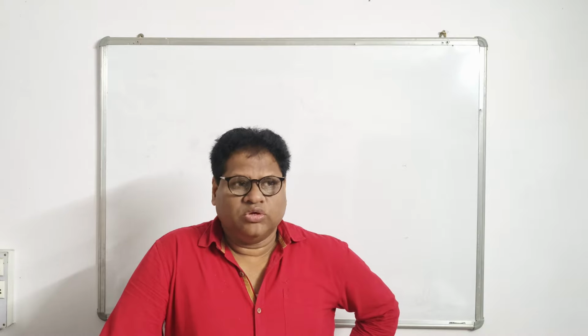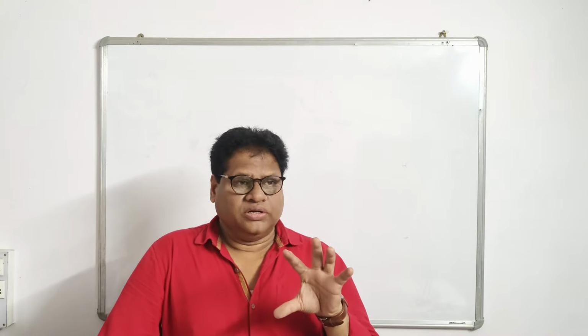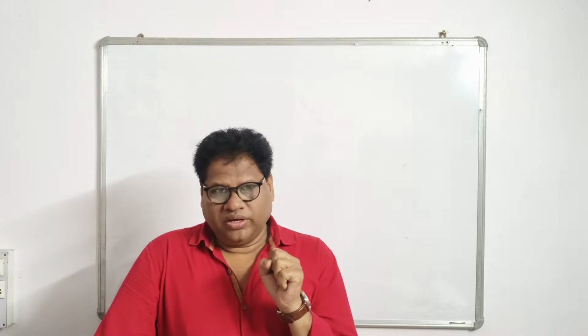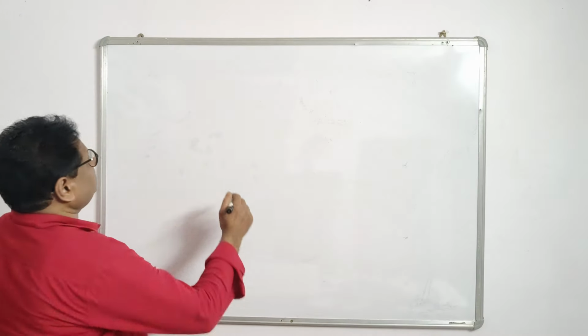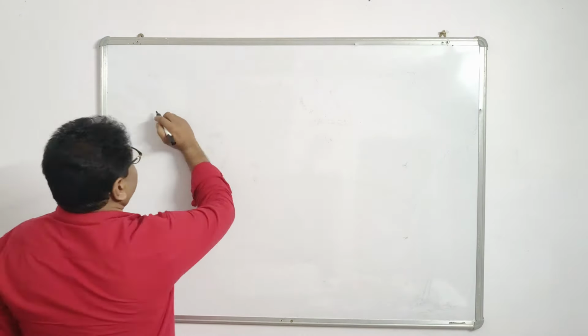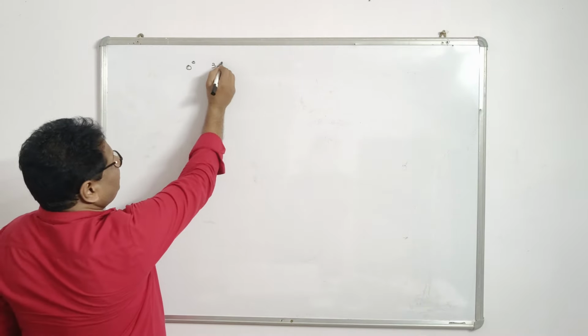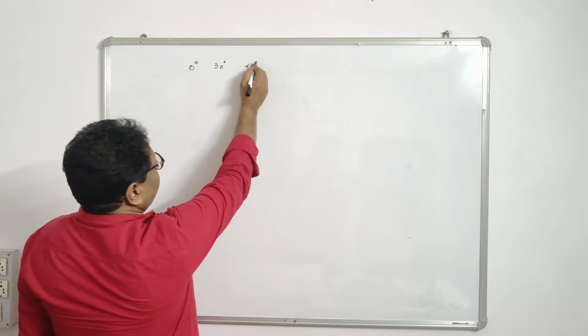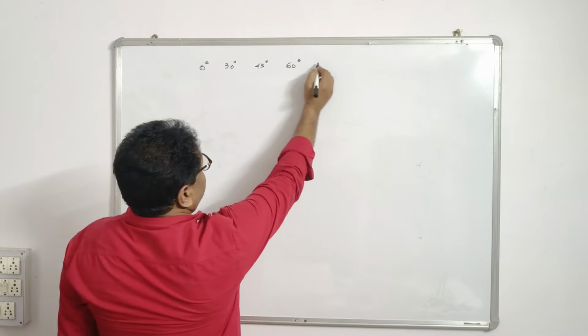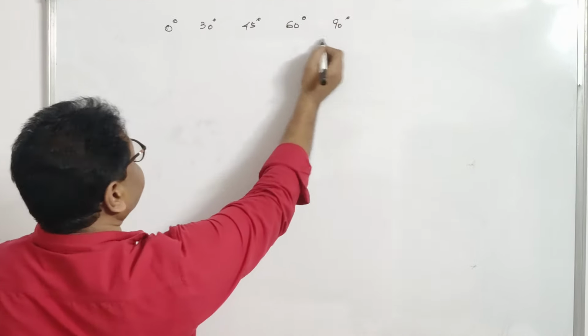Trigonometrical equations. When you're going to discuss trigonometrical equations, you must have a brief idea about the standard angles. Let me give you a briefing about the standard angles of trigonometrical ratios. We have 5 angles: 0, 30 degree, 45 degree, 60 degree, then 90 degree.